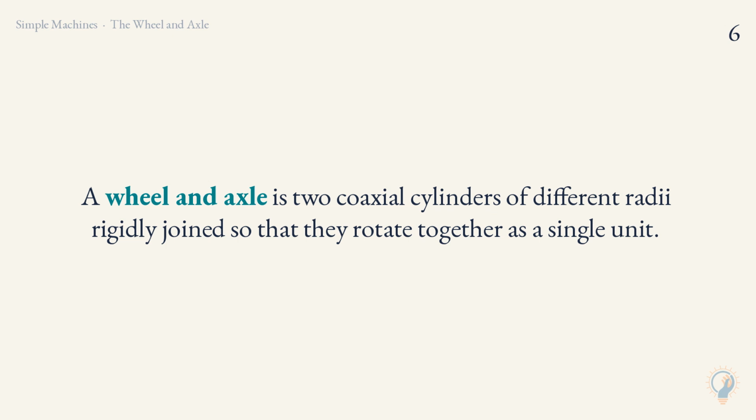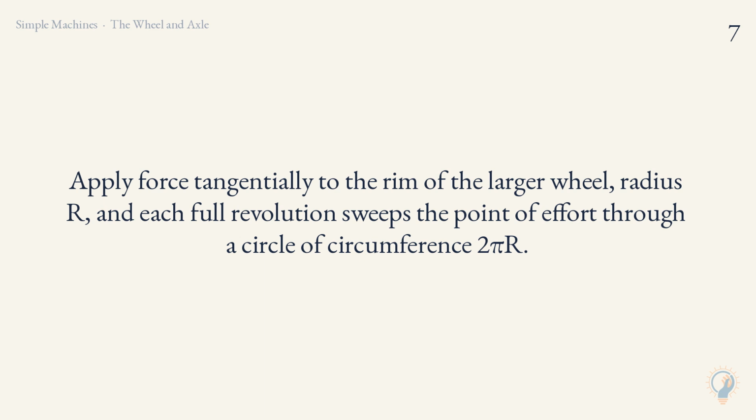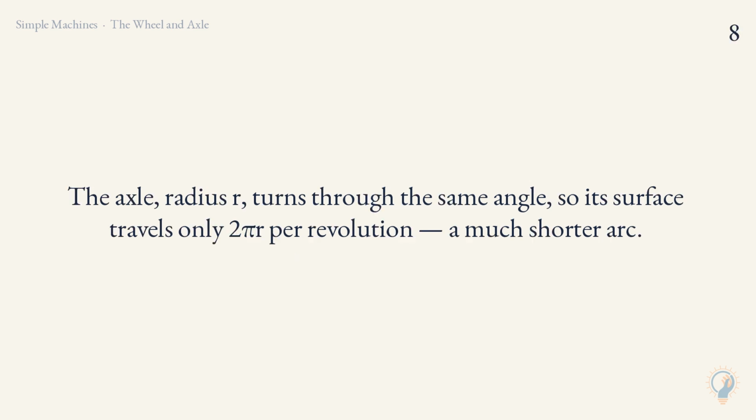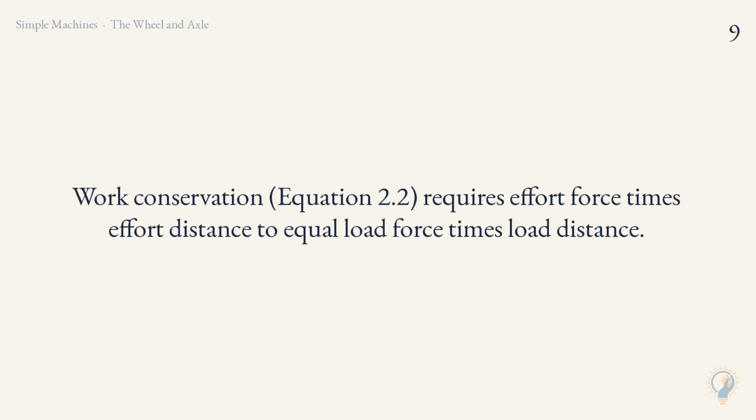A wheel and axle is two coaxial cylinders of different radii rigidly joined so that they rotate together as a single unit. Apply force tangentially to the rim of the larger wheel, radius R, and each full revolution sweeps the point of effort through a circle of circumference 2 pi R. The axle, radius r, turns through the same angle, so its surface travels only 2 pi r per revolution, a much shorter arc. Work conservation, equation 2.2, requires effort force times effort distance to equal load force times load distance.